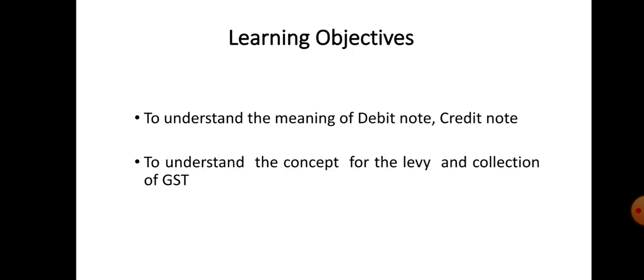So the learning objective here in this definition chapter: today we are going to learn about the debit note and credit note, and also the deemed exports. The learning objective is to understand the meaning of the debit note and credit note that are used under GST, and also to understand the concept for the purpose of levying and collection of the GST.